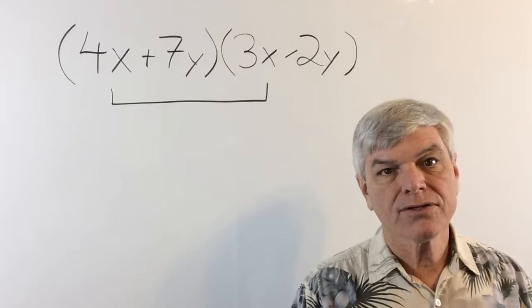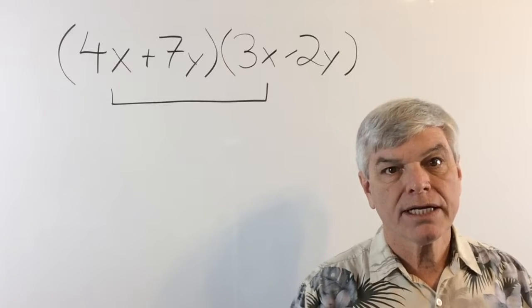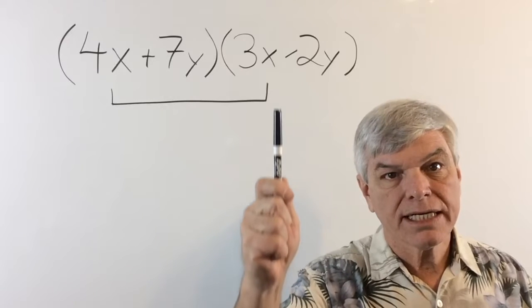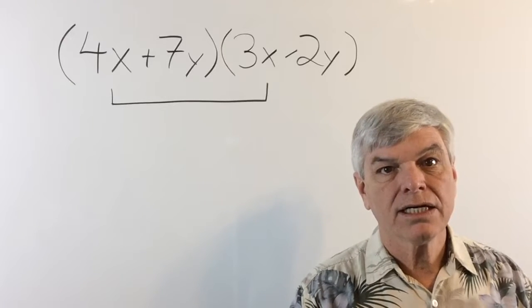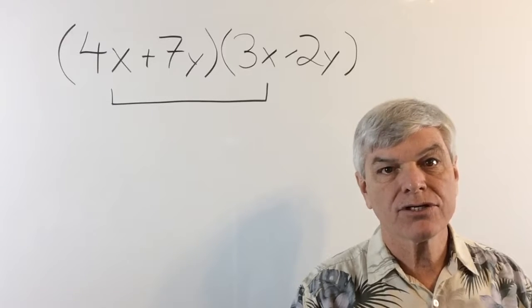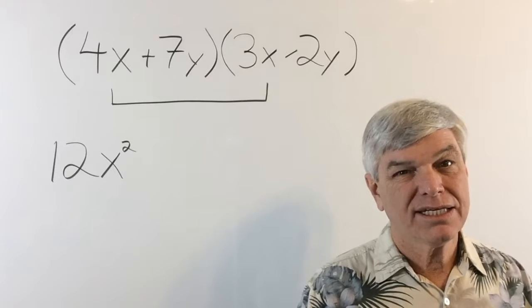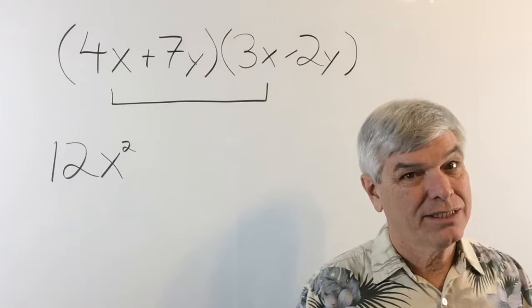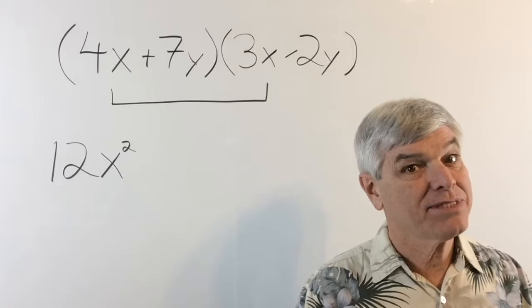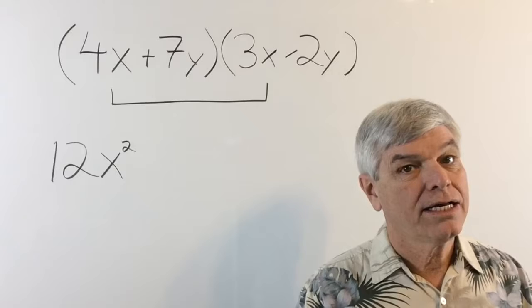So I drew a bar there so there'd be no confusion as to what the first terms are. The first term in this parentheses is 4x. The first term in the next parentheses is 3x. So we're going to multiply first terms, FOIL, first terms first. And that would be 12x squared. You didn't put 12x, did you? It's 4 times 3 is 12, and x times x is x squared. Be real careful of that.